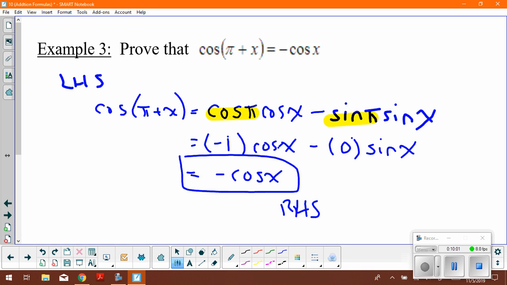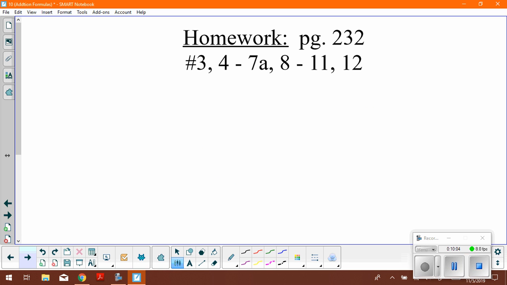So the practice work I would like you to work on starts on page 232. So questions 3 and 4 to 7a are really related to that one example we did yesterday, with breaking up an angle and using the addition formula. Okay, and 8 to 11 are pretty much the same as the one that we just did, like it's related to that kind of stuff.